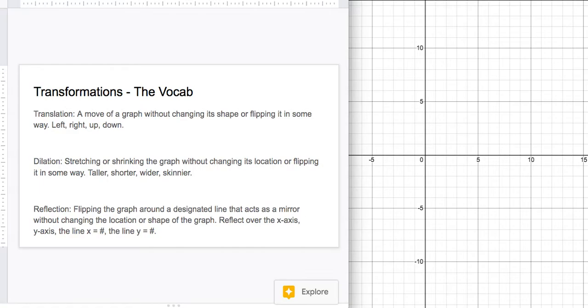Then we can reflect. Reflecting is flipping graphs, taking it and flipping it upside down or flipping it sideways. That's a reflection. We don't change where it sits per se, so we're not moving it left or right. It looks like it will move because of the nature of the reflection, but it really doesn't. And we're not changing the shape. It doesn't all of a sudden get taller or skinnier or anything because we reflect it. We can reflect over either of the axes, or if we want to get more interesting, we can reflect over various lines.